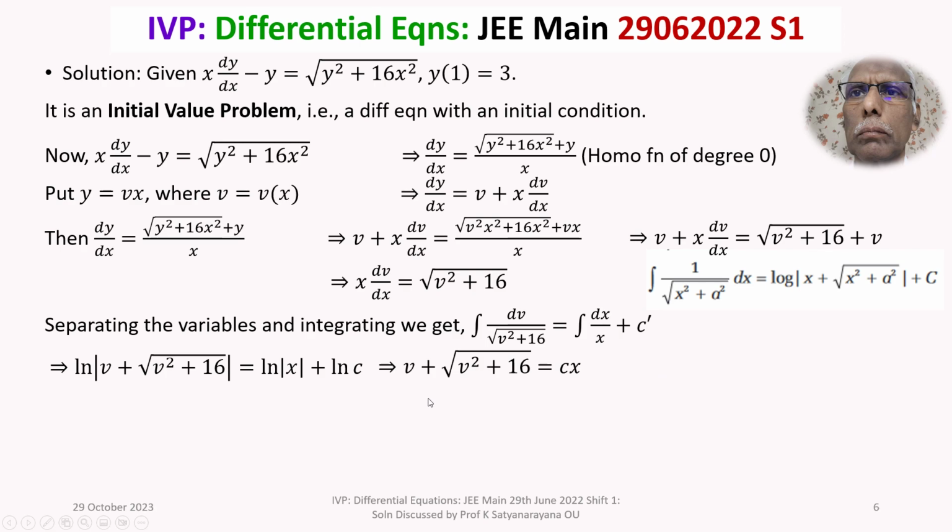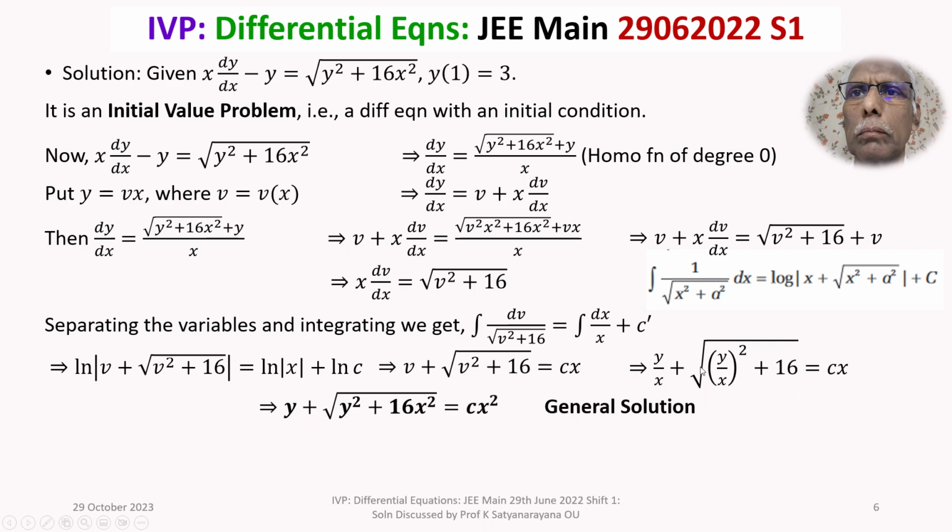Agreed. So now what is v? y is equal to vx, therefore v is equal to y by x. Substitute for v, y by x. So y by x plus the square root of (y by x) whole square plus 16 is equal to cx. Now take the LCM, which is x. That will be y plus the square root of y square plus 16x square is equal to cx into x, that is cx square. And this is the general solution of the given differential equation.